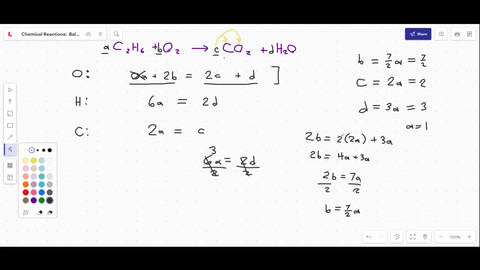Okay? And so then I can go ahead and put those numbers into the equation. So it's C2H6 plus B, which is 7 halves, so 7 halves O2, goes to form C, which is 2, so 2 CO2s, plus D, which is going to be 3, so 3 H2Os.